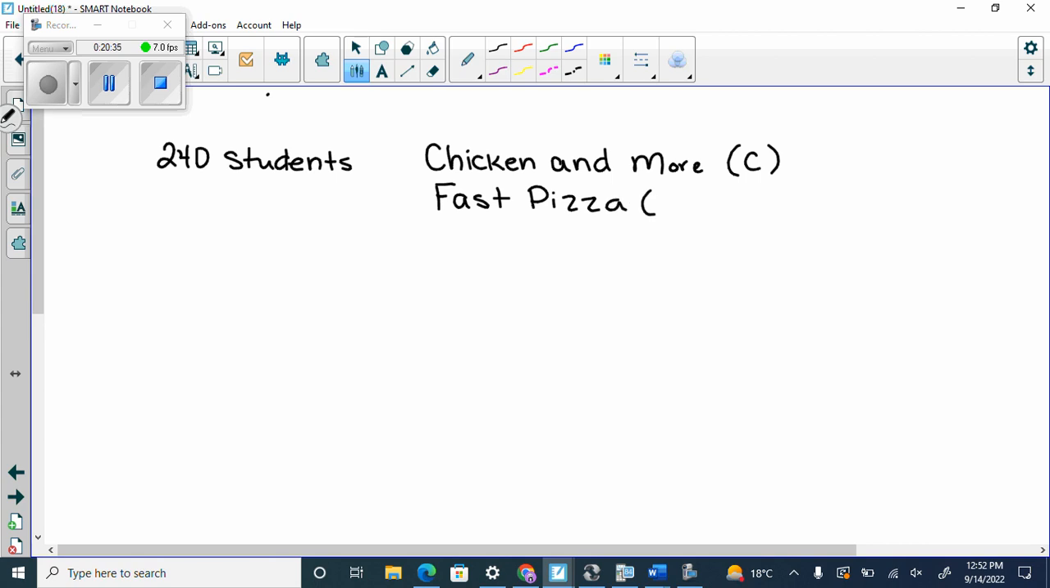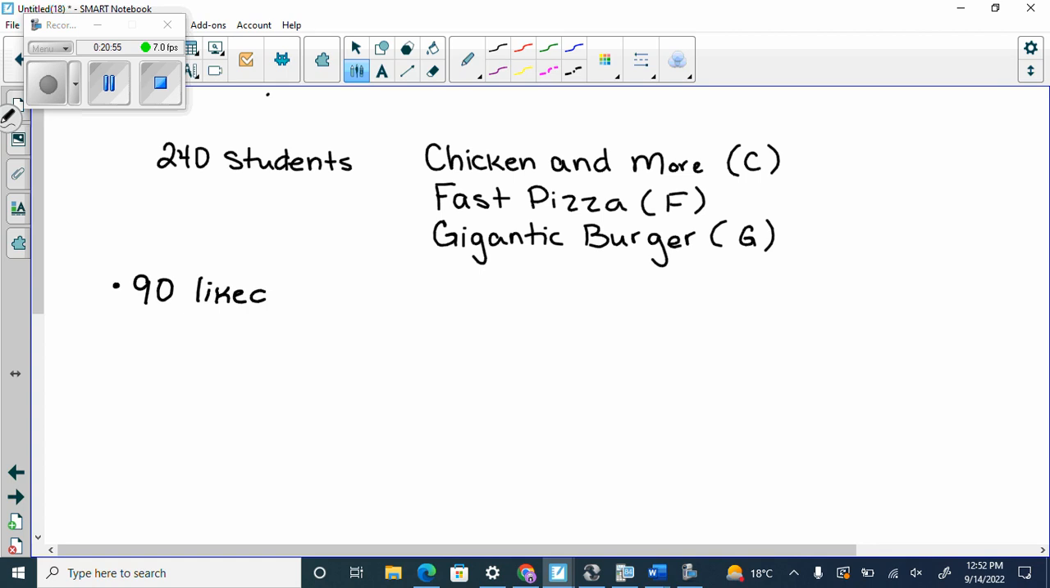And then the other one is Gigantic Burger, which I'm going to call G. These are 3 restaurants, and this is what they told us about it. 90 liked Chicken and More, so I'm going to say 90 liked C. 90 liked Fast Pizza, so 90 liked F. 90 liked Gigantic Burger, so they like G.